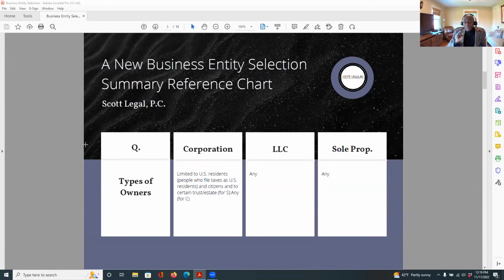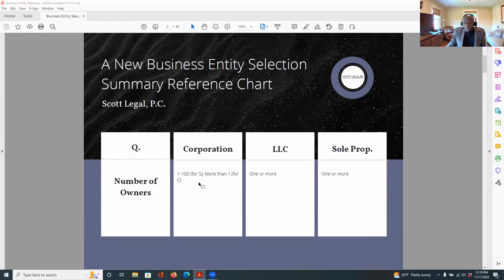Now, because it's a good segue into an LLC, that's one of the reasons sometimes people go to an LLC right away, because for a single member LLC and for some partnerships, you get that exact treatment without doing anything, without filing for an S election, because the LLC can be treated as a pass-through entity. And the other reason sometimes people go to LLCs is that to elect S status, you have to meet certain requirements.